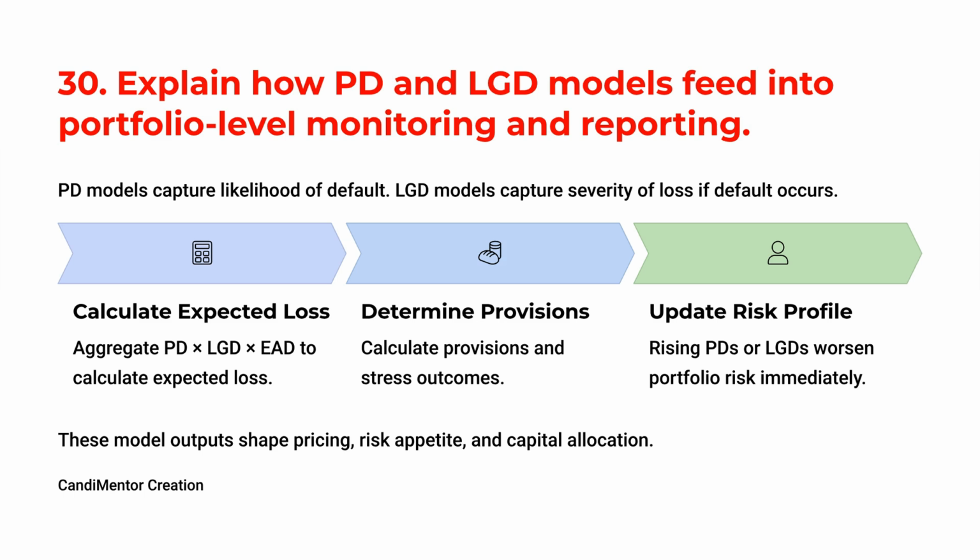Explain how PD and LGD models feed into portfolio-level monitoring and reporting. PD models capture likelihood of default. LGD models capture severity of loss if default occurs. At portfolio level, you aggregate PD, LGD, and EAD to calculate expected loss, provisions, and stress outcomes. If PDs rise across a sector, or LGDs rise due to falling collateral values, the portfolio's risk profile worsens immediately. These model outputs shape pricing, risk appetite, and capital allocation.